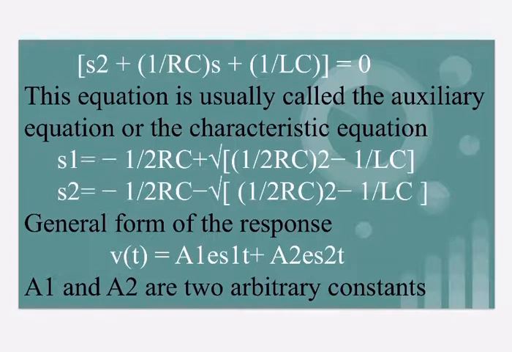This is a quadratic equation with roots S1 and S2, which are given as S1 equal to minus 1 by 2RC plus root over (1 by 2RC) whole square minus 1 by LC, and S2 equal to minus 1 by 2RC minus root over (1 by 2RC) square minus 1 by LC. So the general form of response will be V of t equal to A1 e to the power S1t plus A2 e to the power S2t.